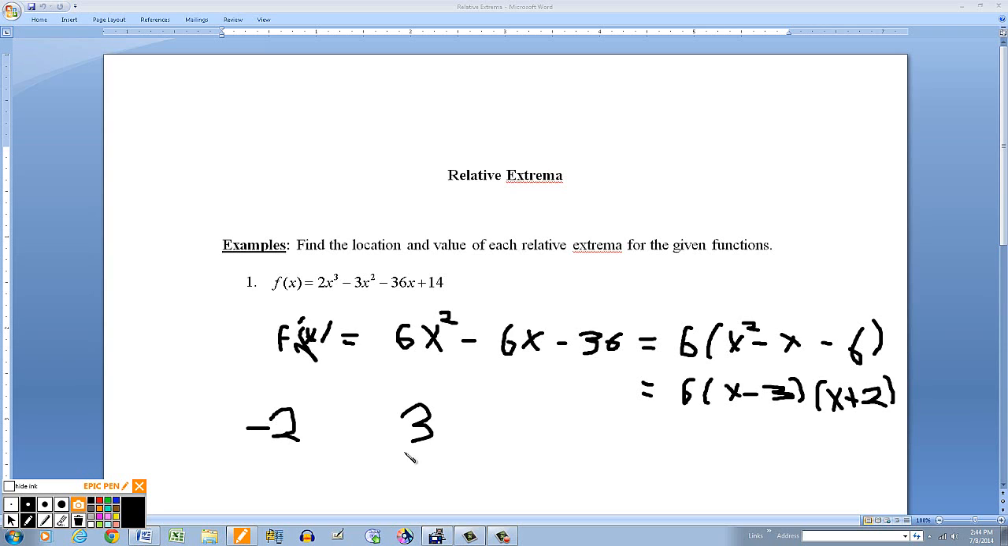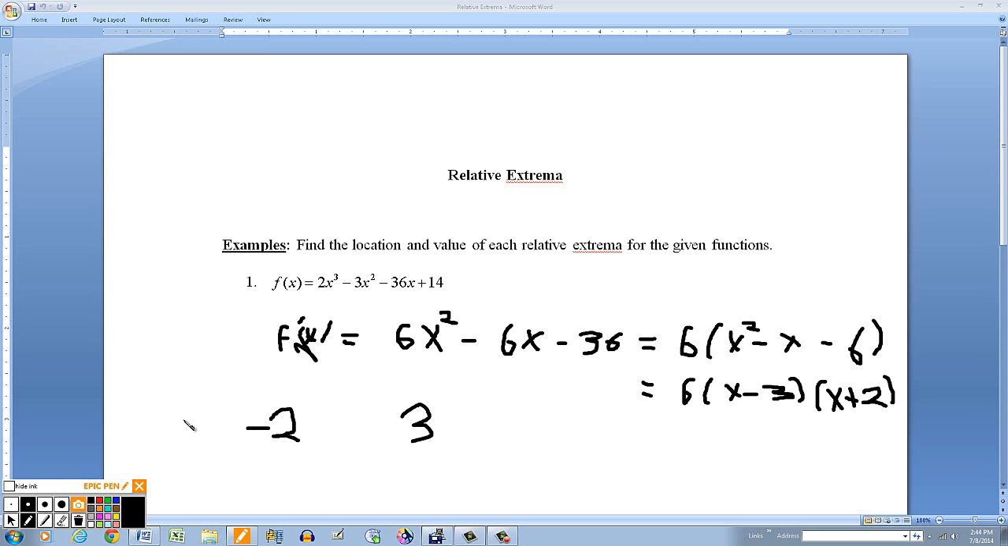If you recall the graph, the first loop was opening down, so we had a maximum. The other one was opening up, so we had a minimum. So actually we have a relative maximum at negative 2 and a relative minimum at 3. But you have to justify that using the derivative. So remember what I mentioned on the graph and in the last video.